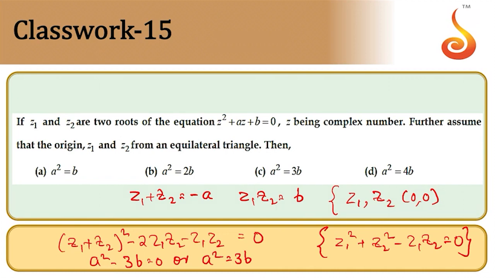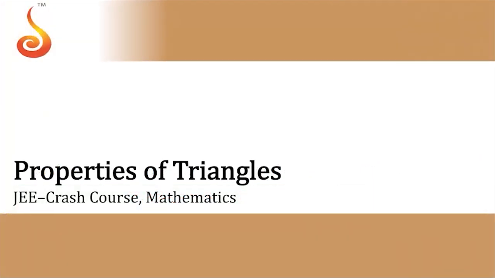But you must remember the sine rule, the cosine rule, as well as Napier's rule. These are the three important ones, along with the inradius and circumradius. This much is sufficient for your competitive examinations. Thank you. Properties of triangle will be useful in other competitions.